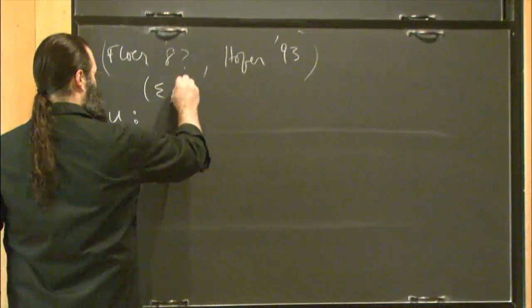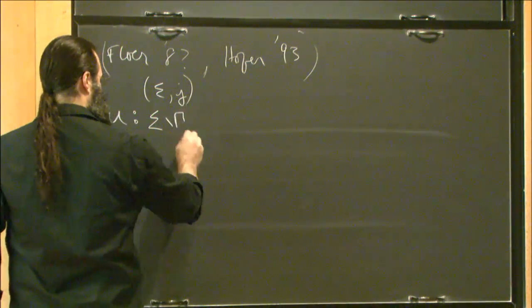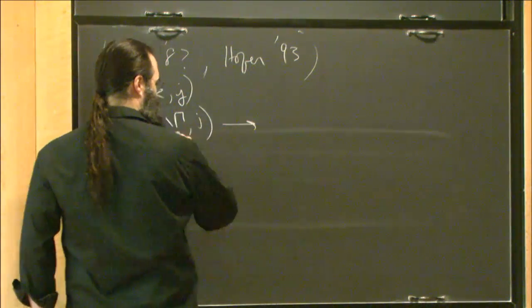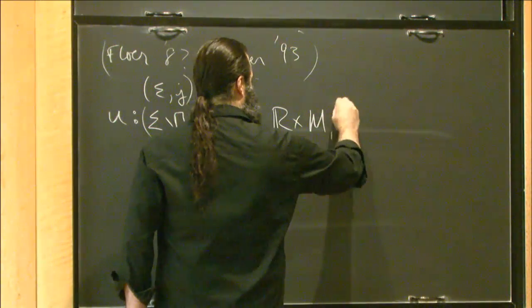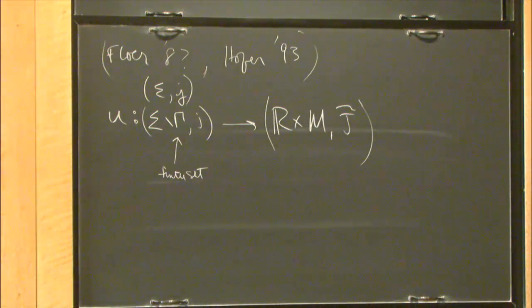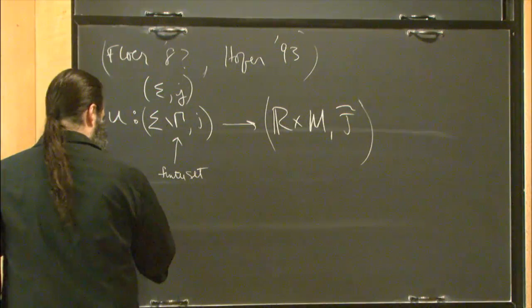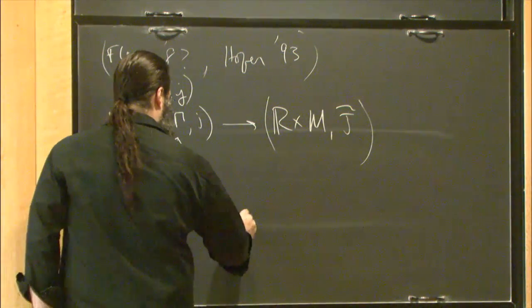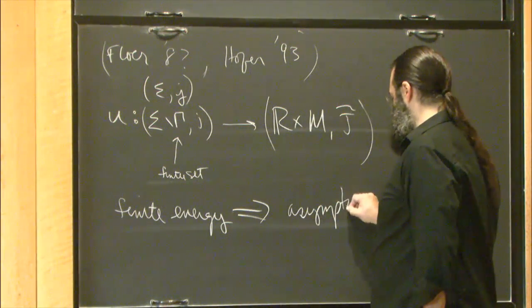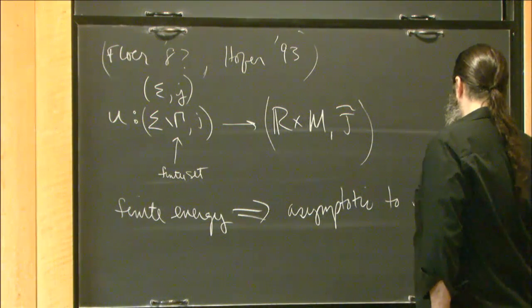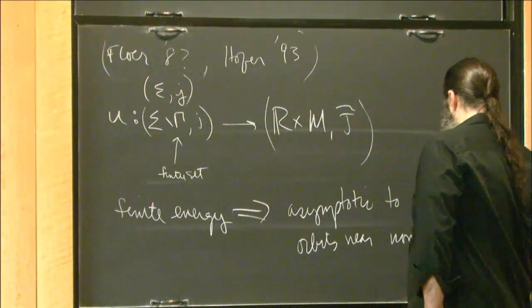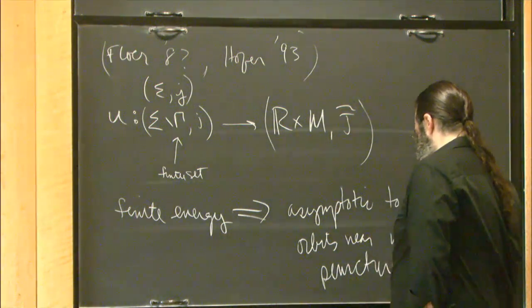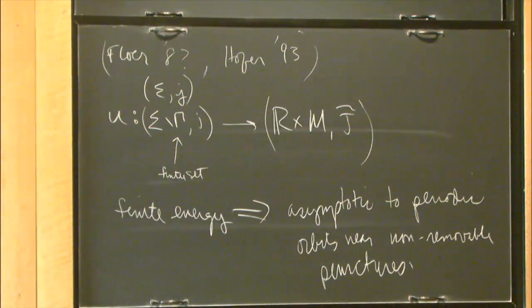pseudo-holomorphic curves. So we take a closed Riemann surface and take out some finite number of punctures, a finite set of points, and map this to R cross M with this almost complex structure. And there's a notion of energy. I don't really want to talk about what energy is, but finite energy implies that these things are asymptotic to periodic orbits near non-removable punctures. Okay, so I expect most of that is at least not completely foreign to this audience.